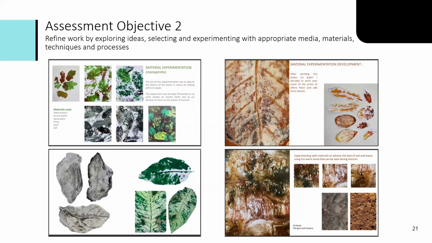And if you're thinking about the sheets we were just talking about, these four slides would equate to one A2 sheet. You can see from these studies that the candidate experiments with monoprinting using acrylic and spray paint, paste, sand and salt, and painting using PVA glue and tempera paint to create textural surface qualities in response to Kiefer's work.